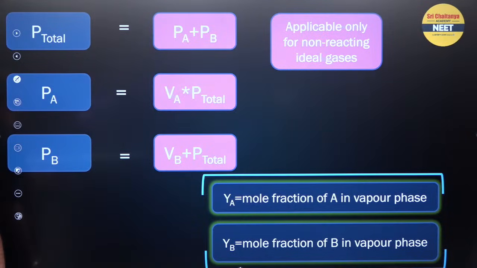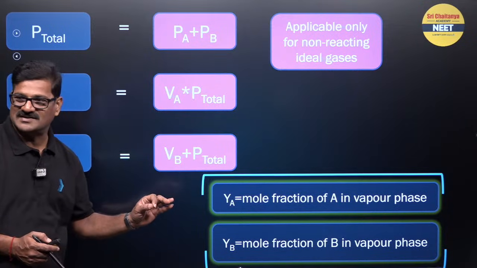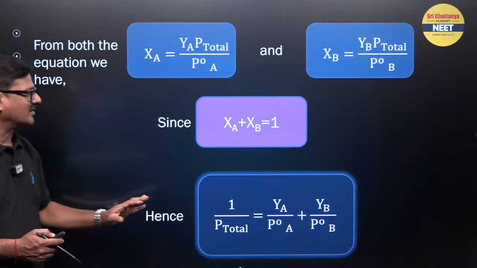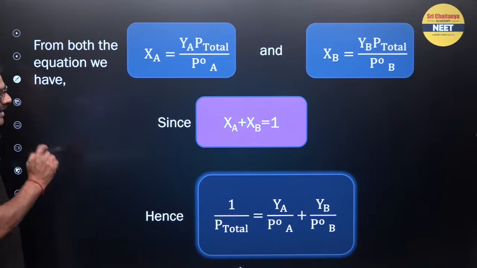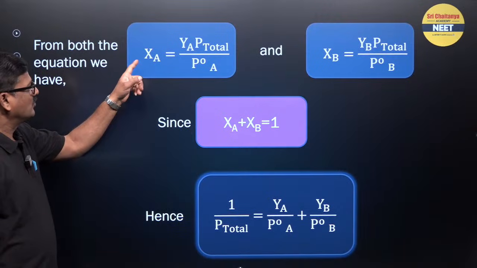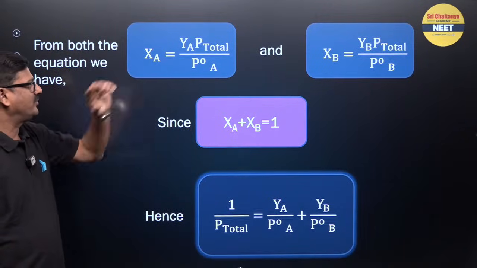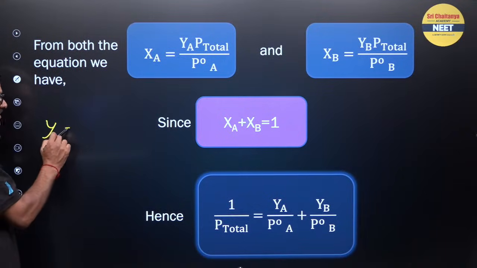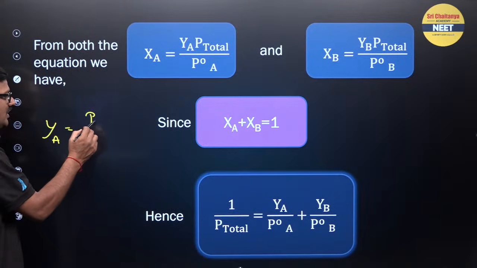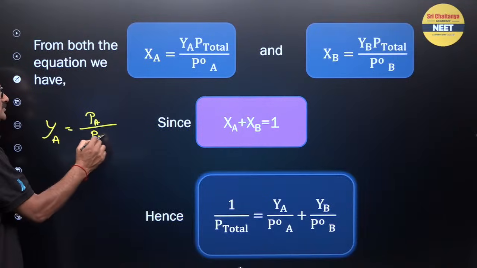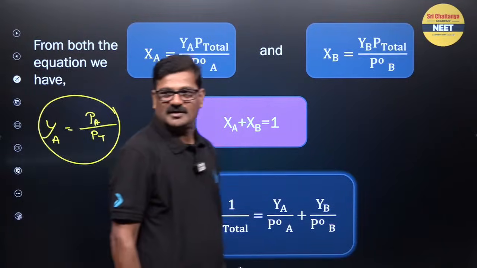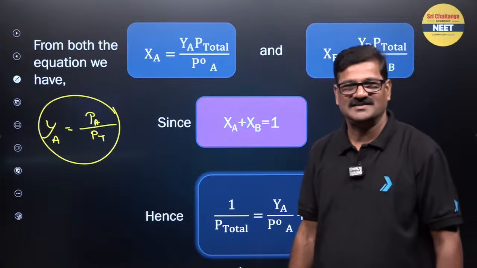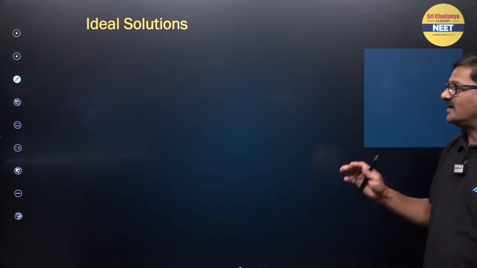Vapor pressure and mole fraction in the vapor state are given as vapor pressure. Questions are there in the CBSE textbook, NCERT, whatever the board you are talking about. Mole fraction of A in the vapor state, YA, is equal to PA upon P total, and PA is YA times P total. Simple. You can do it from here. Similarly PB.